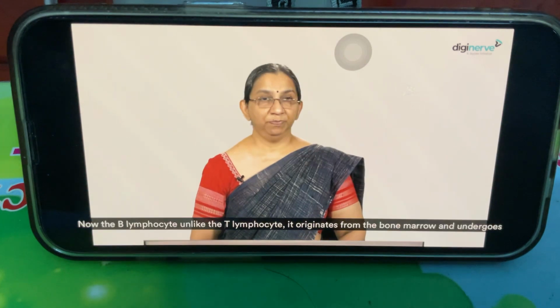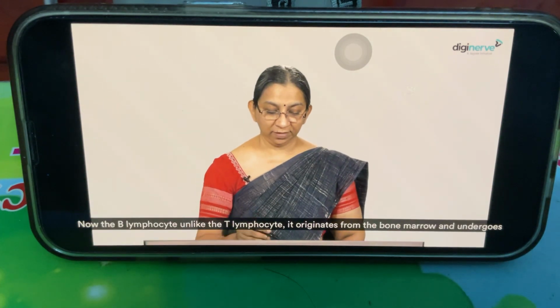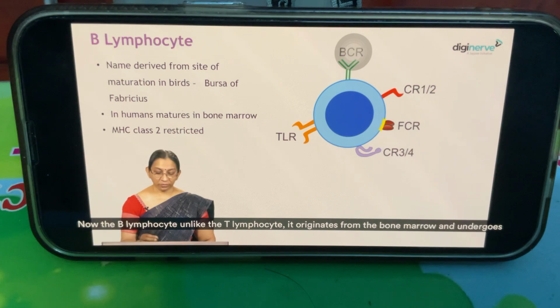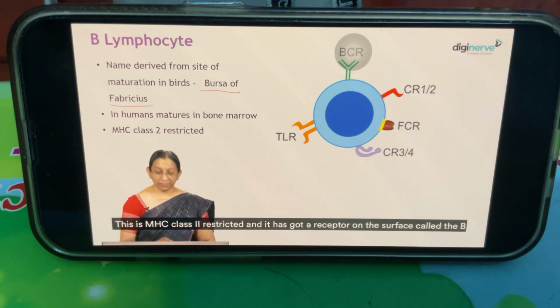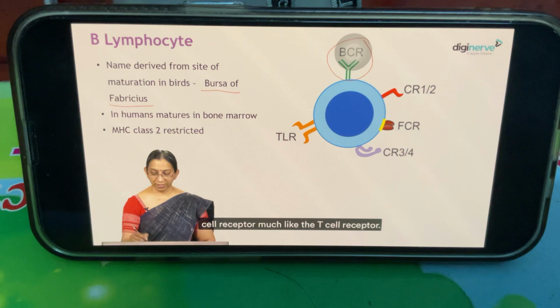Now the B lymphocyte, unlike the T lymphocyte, originates from the bone marrow and undergoes maturation in the bone marrow itself. So the B stands for bone marrow, although originally it actually stood for the bursa of Fabricius. This is MHC class 2 restricted, and it has a receptor on the surface called the B cell receptor, much like the T cell receptor.